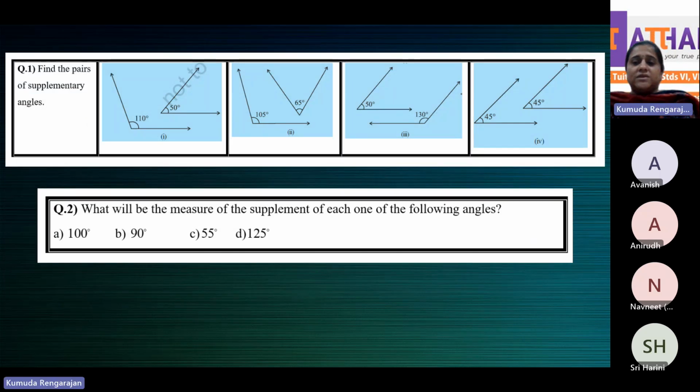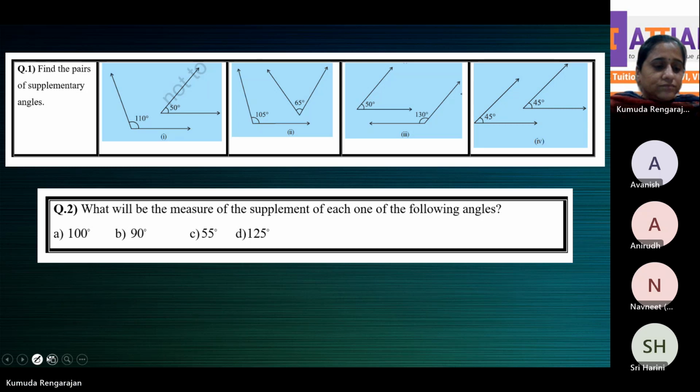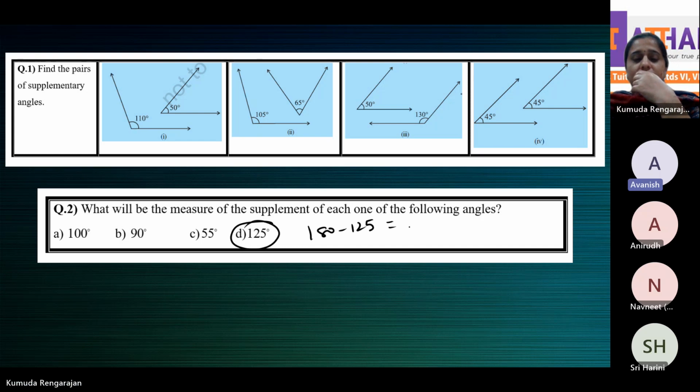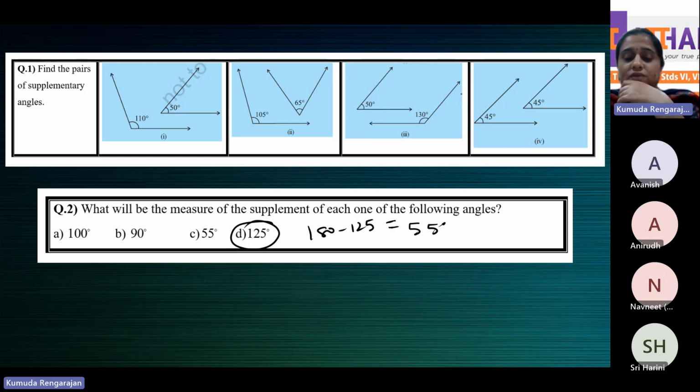Okay, so these you can answer. Find the pairs which are supplementary. Avanish, answer this question. What is the supplement of 125 degrees? 180 minus 125, ma'am. How much is that? 55 degrees. Okay, so the supplement of 125 degrees is 55 degrees.